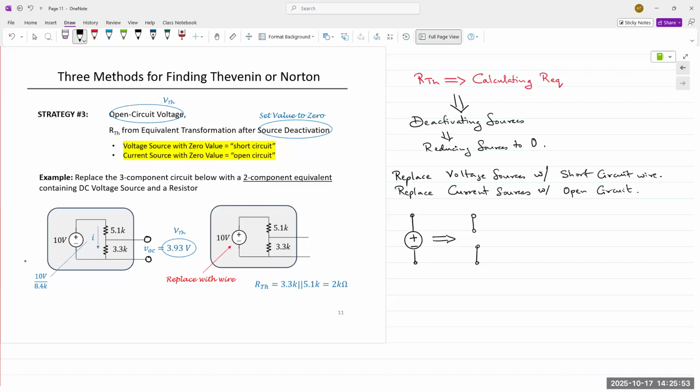We remove it and we replace it with a short circuit wire. So effectively, between those 2 points, we now have a straight line. Both those points are at the same node. If they are at the same node, the voltage between those nodes is equal to 0. So the only way to ensure that the voltage source is reduced to 0 is by shorting out those terminals.